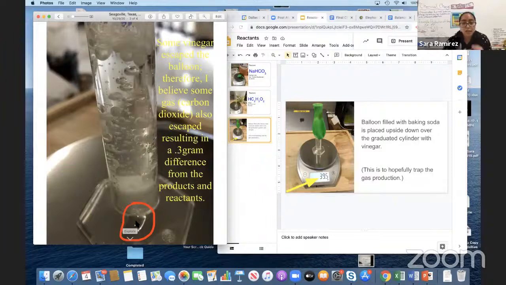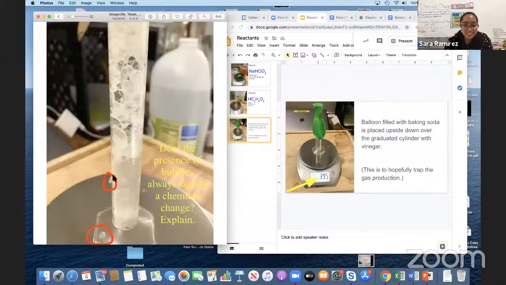So just know that in a perfect scenario, the mass of the products and the mass of the reactants will be the same. And here's another picture as evidence of what happened. Some of my gas escaped and some of the vinegar also escaped as well. So another thinking question for you guys is, does the presence of bubbles always signify a chemical change? And then explain your answer or justify it.